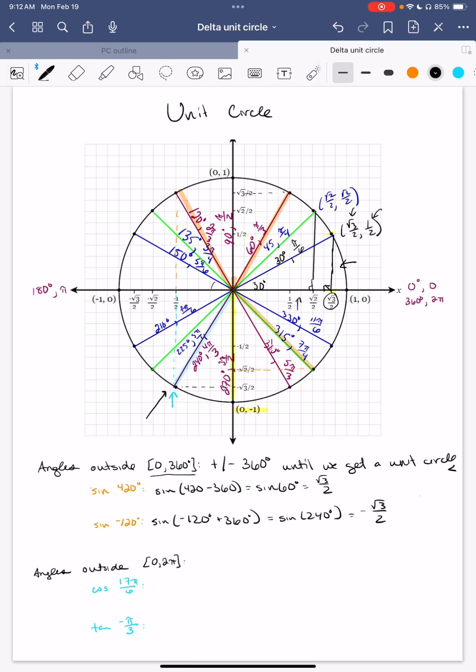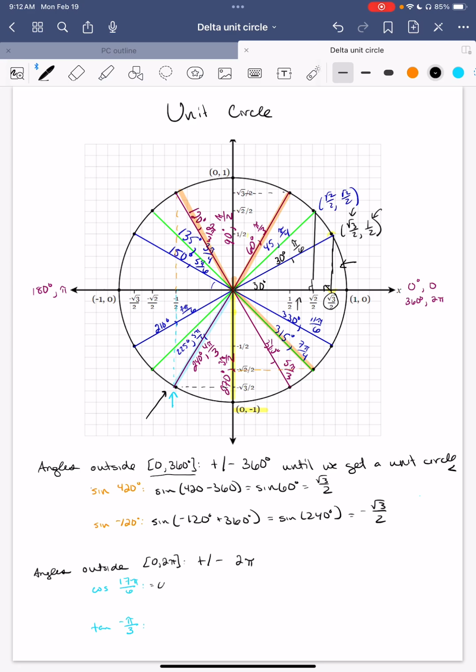Okay, but what if your angle is in radians? So we still need to add or subtract a rotation, but instead of using 360 degrees, because we're in radians, we are going to add or subtract 2 pi until we get a unit circle angle. So let's say I'm looking at cosine of 17 pi over 6. Well, 17 pi over 6 isn't on the unit circle. In fact, 17/6 is bigger than 2, so I know I need to subtract 2 pi.